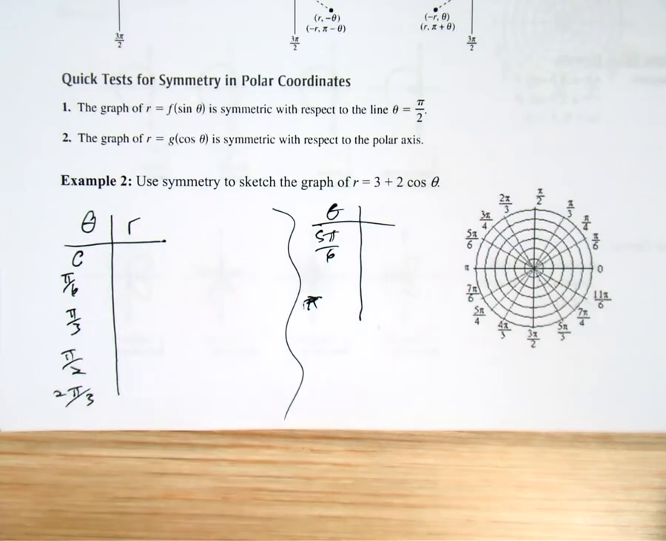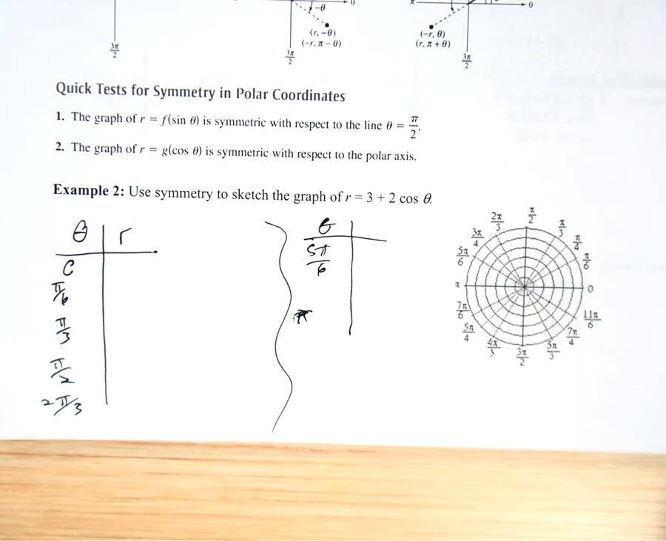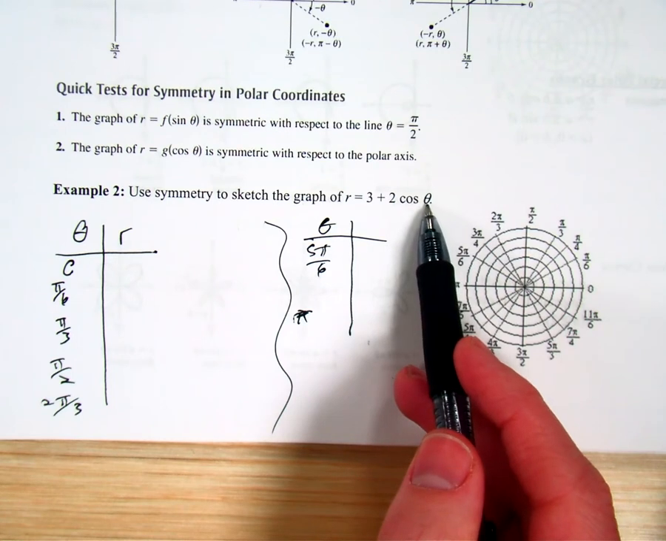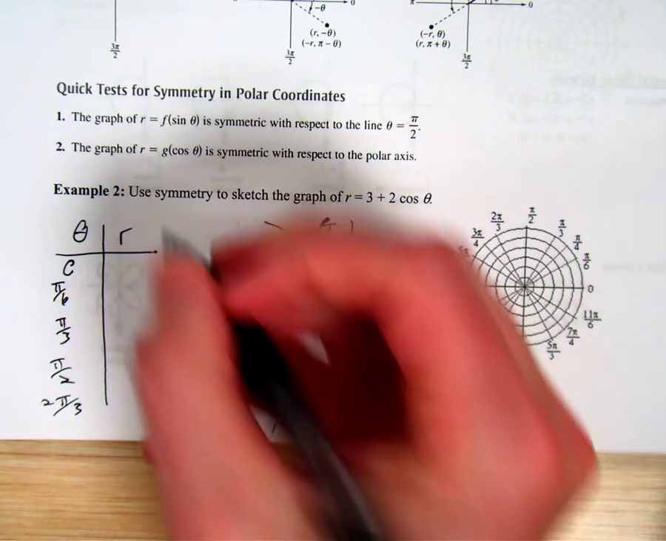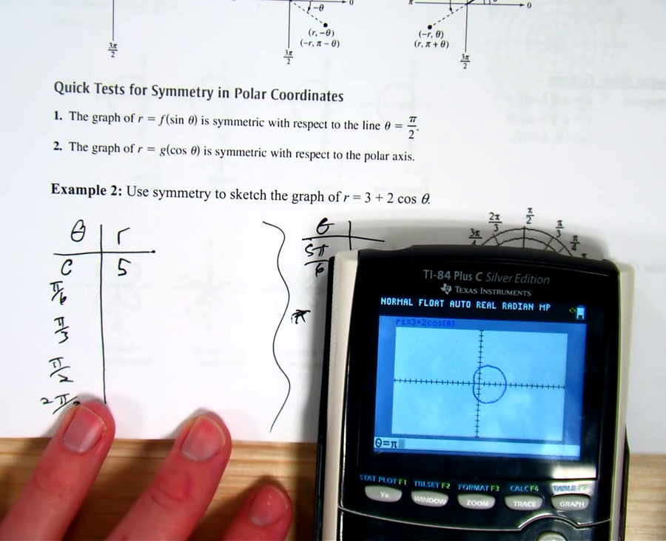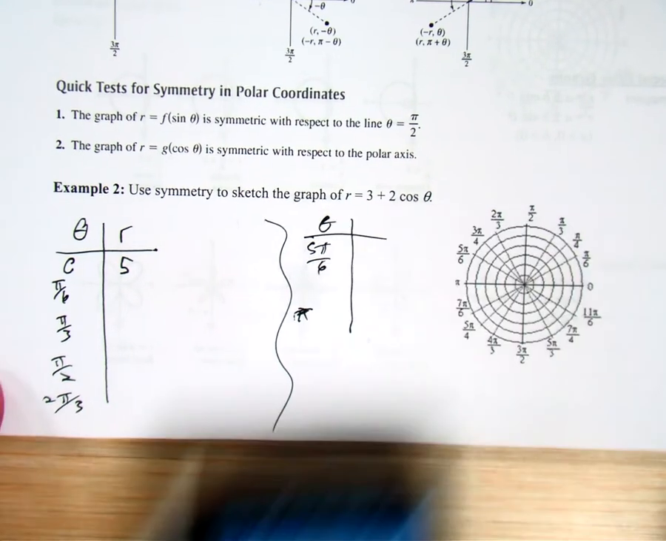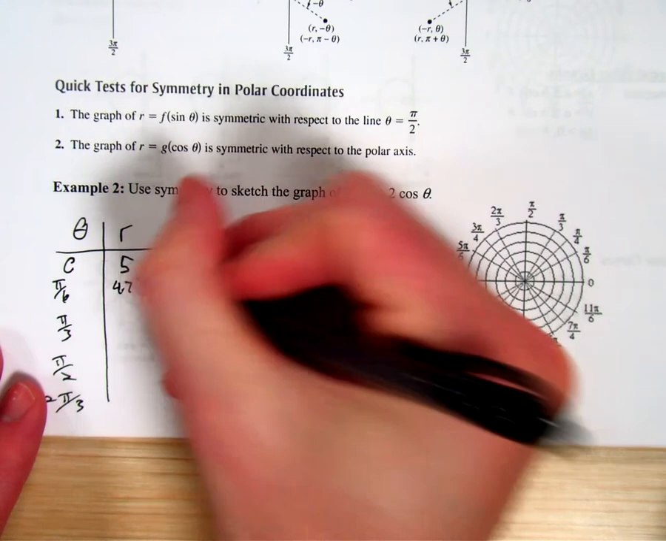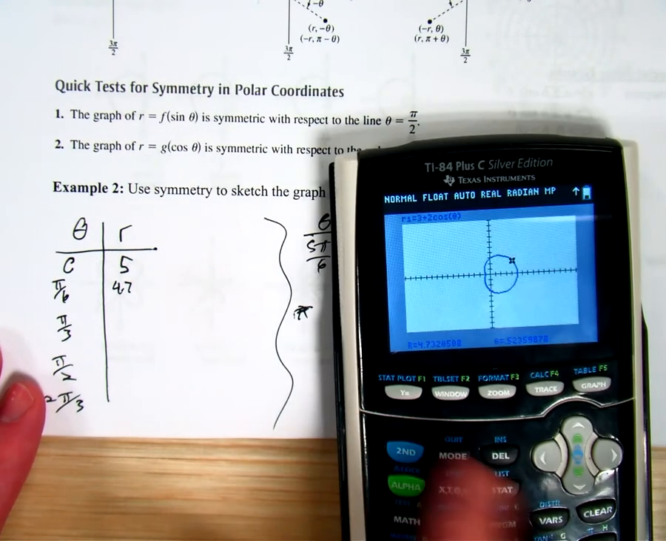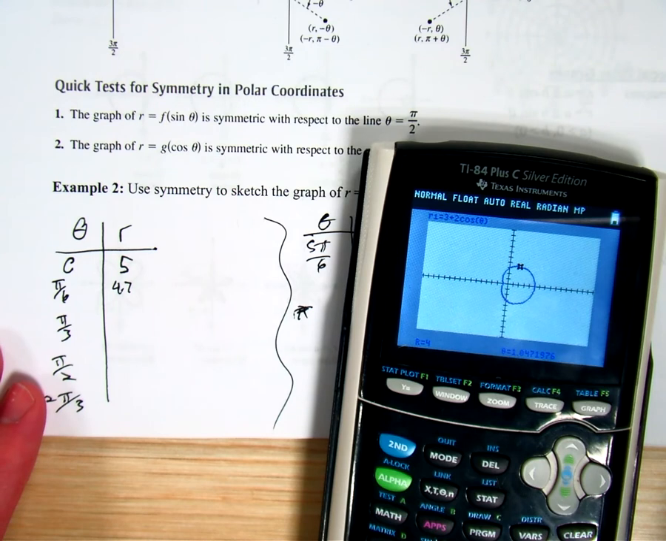All right, so trace, 0, enter. At theta 0, r is 5. That should make sense: cosine of 0 is 1, times 2 is 2, plus 3 is 5. At pi divided by 6, we're going to have about 4.7. At pi divided by 3, we have 4.